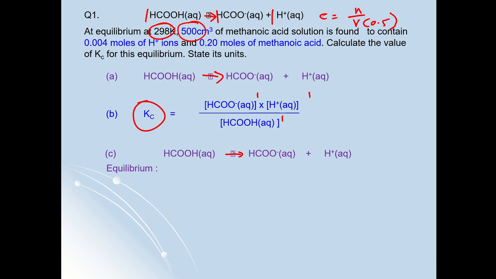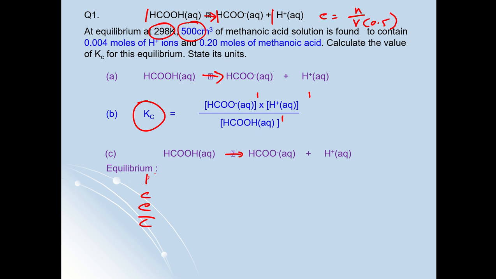Okay, we have 500 cubic centimetres of methanoic acid solution found to contain 0.04 moles of the hydrogen ion, so we'll just write this in, and I would do it this way, ICE, and then C for final concentration. So initially we have 0.04 moles of hydrogen, 0.2 moles of methanoic acid, and we've got to calculate the Kc.